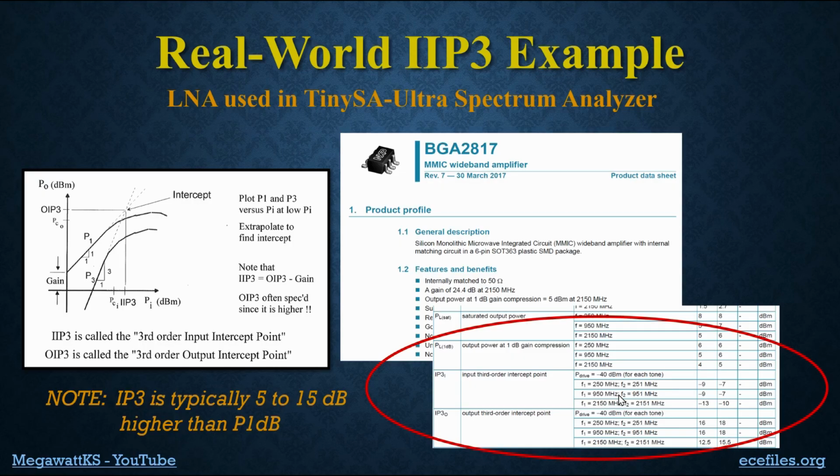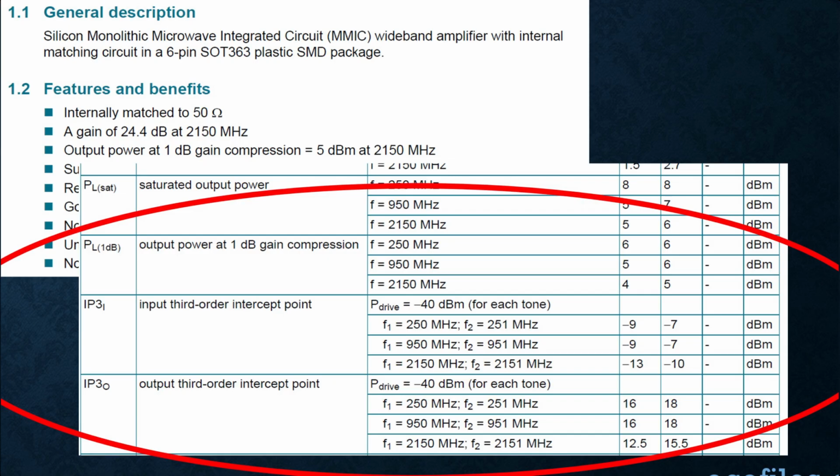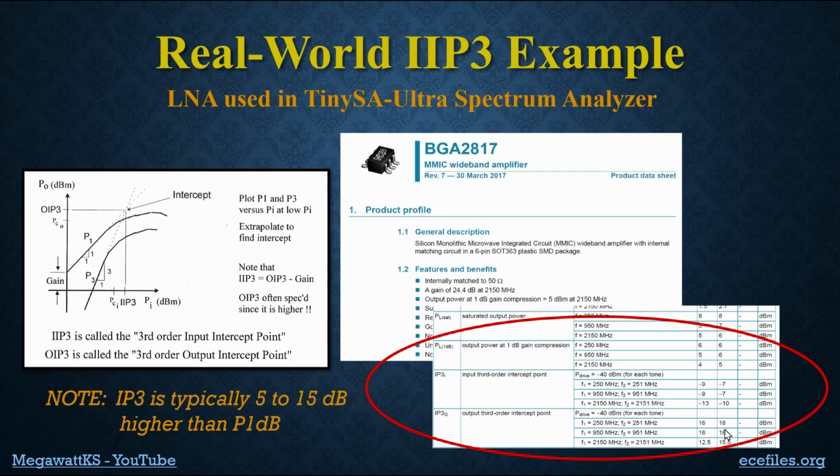So that's good. Let's look at the relationship between the intercept point at the output and the 1 dB compression point at the output. The IP3 output is 18. The 1 dB compression point at the output is plus 6 dBm. So what's the difference? 12 dB, right? Okay. But maybe that's just for this specific amplifier. How does it work in general?